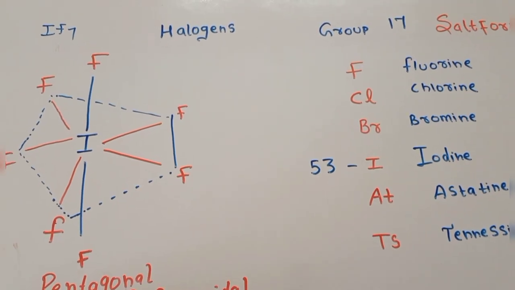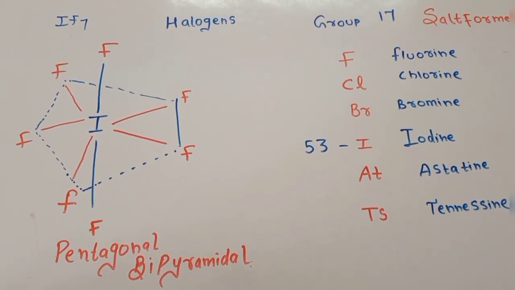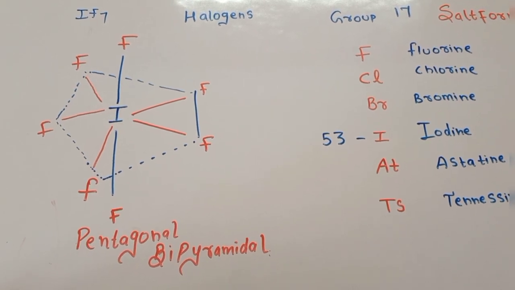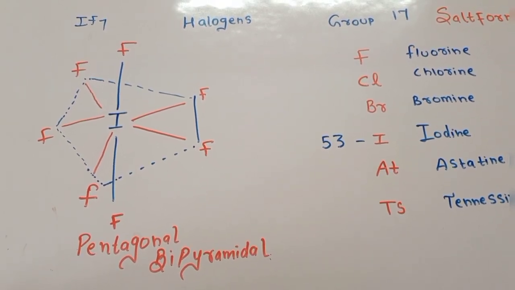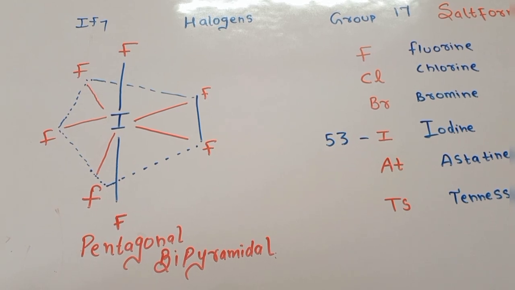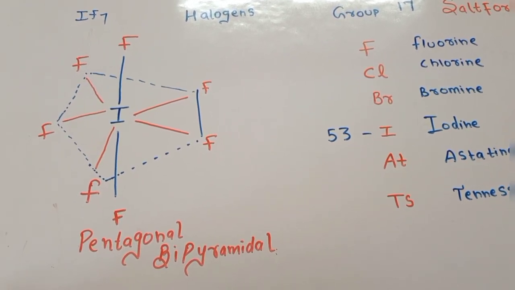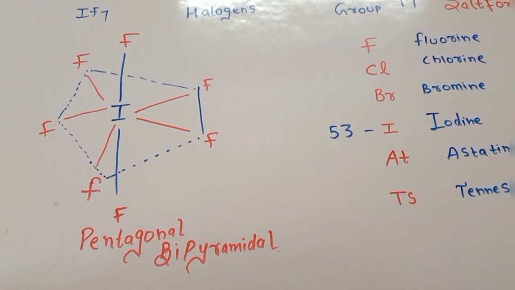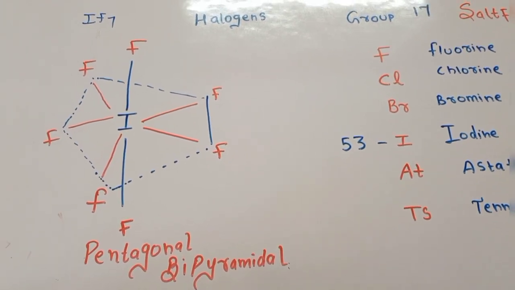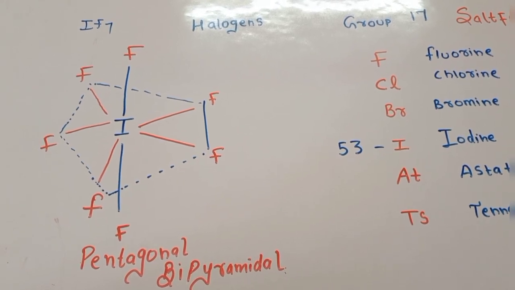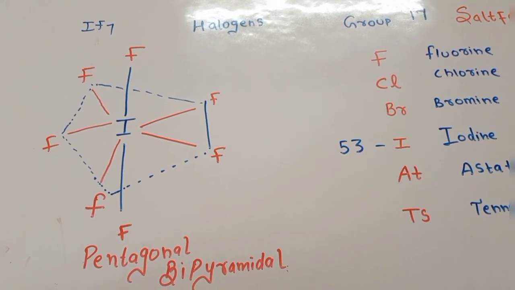Students, today we will study some basics of halogens and I will explain the geometry of the IF7 molecule. If we talk first about the geometry of IF7, we know that it is pentagonal bipyramidal, and the hybridization is sp3d3. Whenever you start with IF7, it takes some time.